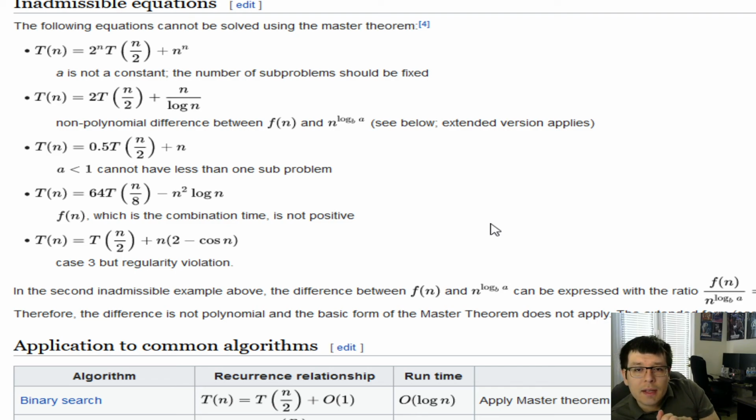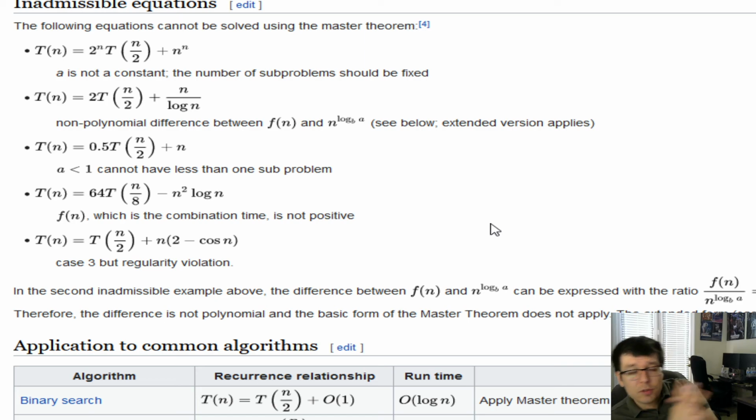Okay, and what they mean by non-polynomial there is what I was talking about a long time ago, where I said n squared, n cubed, n to the fourth. Those are all polynomial. But when you get to exponential stuff like 2 to the n, that's exponential, and that's really slow and bad. So the Master Theorem is meant for only polynomial stuff. So that's what I mean with non-polynomial there, okay?